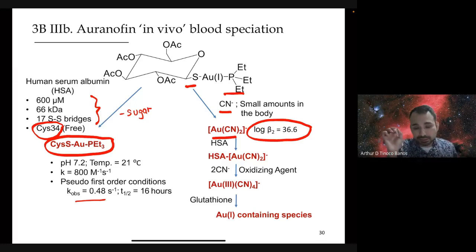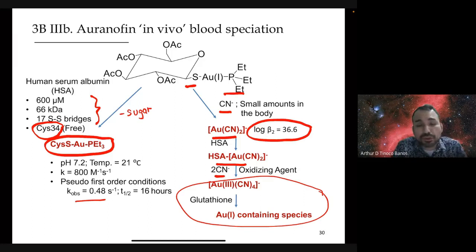And so then that gold cyano complex can go on to react with human serum albumin. So it still retains that interaction. And that complex between the protein and the gold cyano complex can lead to release of the ligand. And here, a very interesting thing can occur where the metal can become oxidized from gold 1 to gold 3, which, if delivered into the cellular environment, can then lead to interactions with glutathione, leading to the reformation of a gold 1 species.